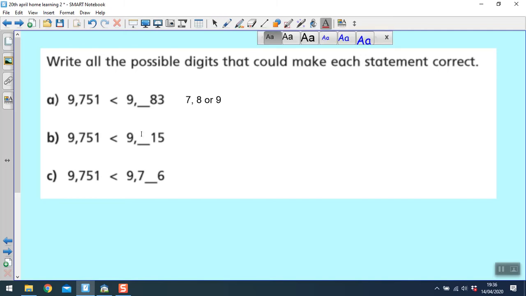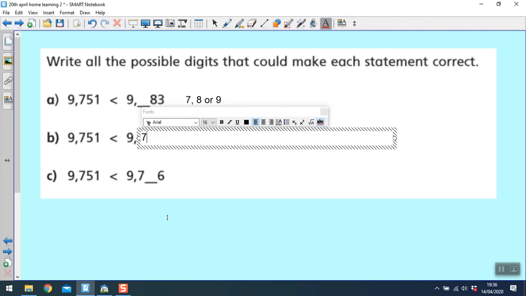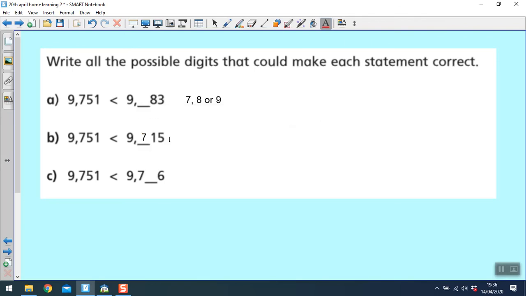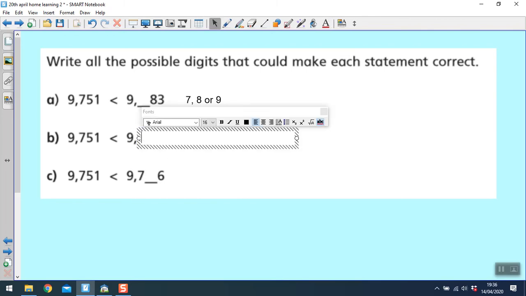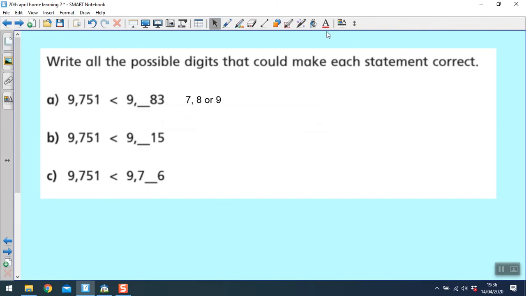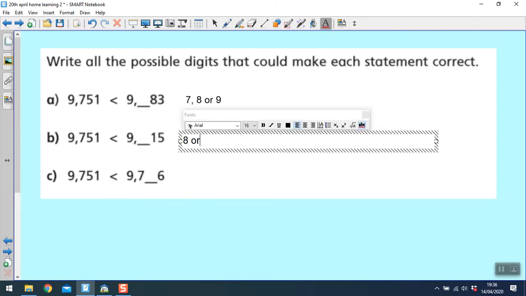Okay, this time if I write a 7 there again, does that mean this is bigger than this one? 9,700, that's got 1 ten and that's got 5 tens. So this would make it smaller, so I can't have a 7 there, but I could have an 8 there, or I could have a 9 there. So my possible options here are 8 or 9.